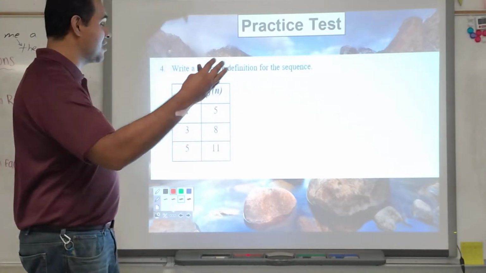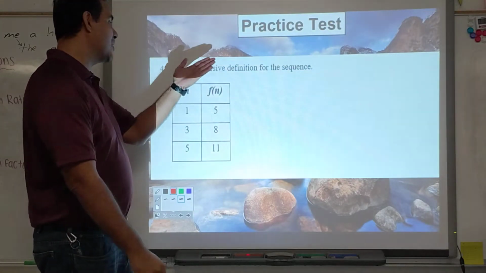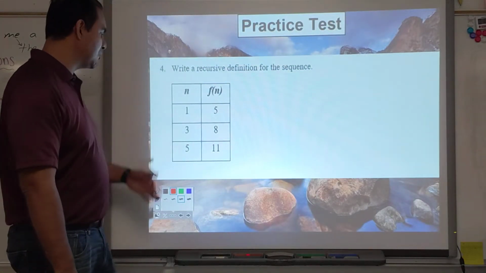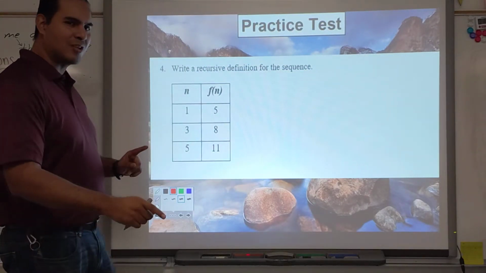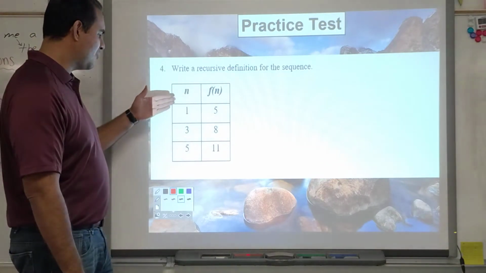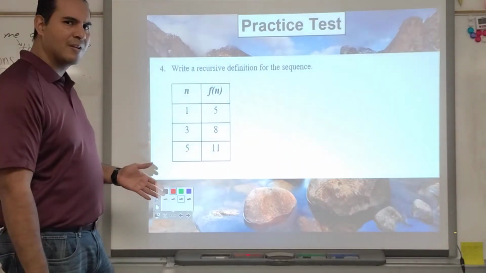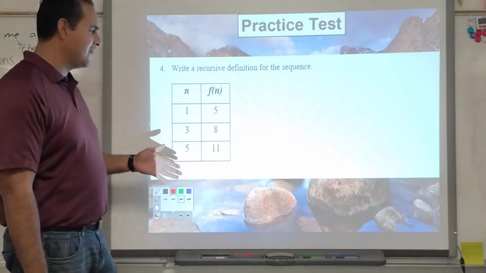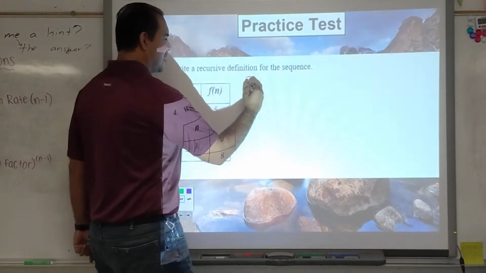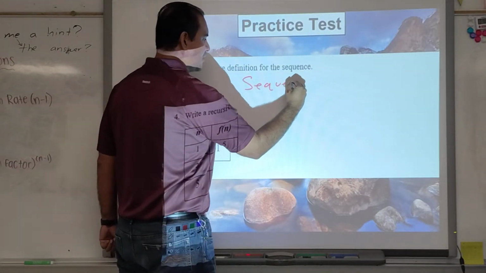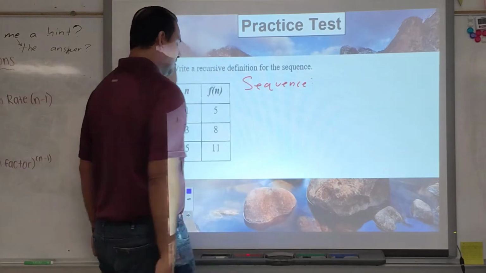Here is question number 4. Write a recursive definition for this sequence. We have a sequence here, but it's interesting. The table is not 1, 2, 3, 4, 5. It's 1, 3, 5. So what's the sequence in this situation? I'm going to write the word sequence as we're going to try to translate this table into a sequence.